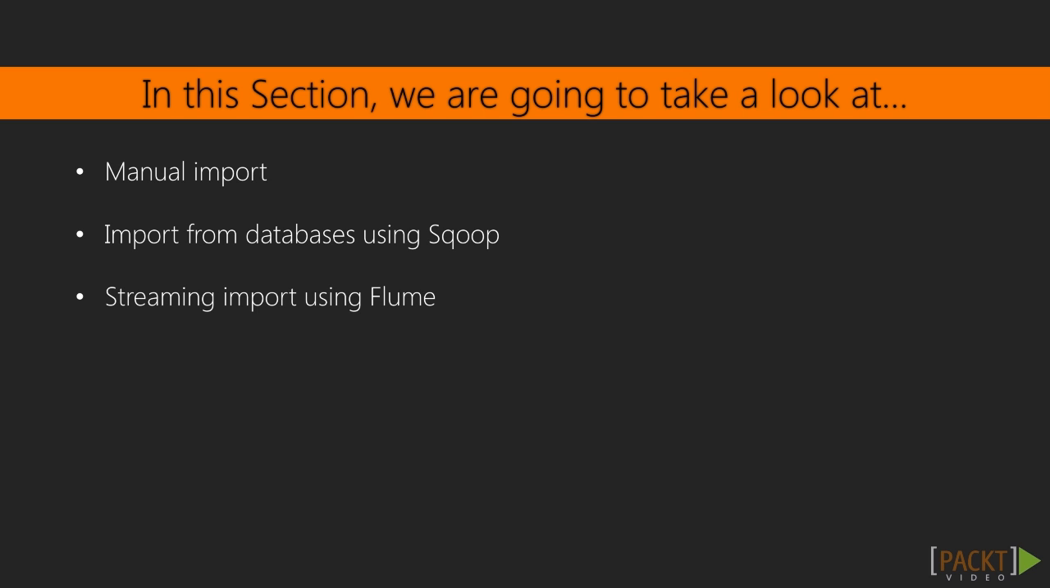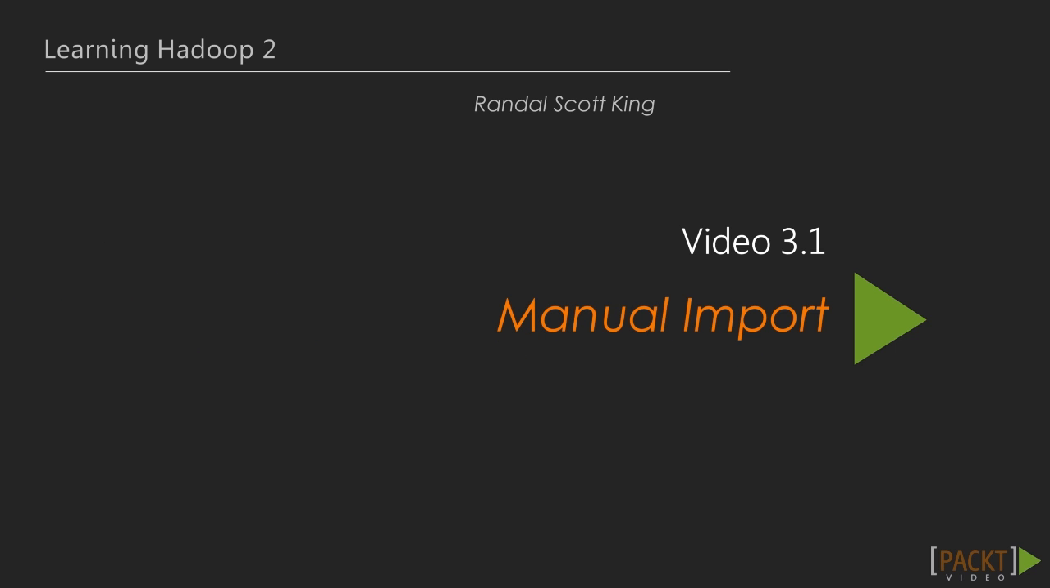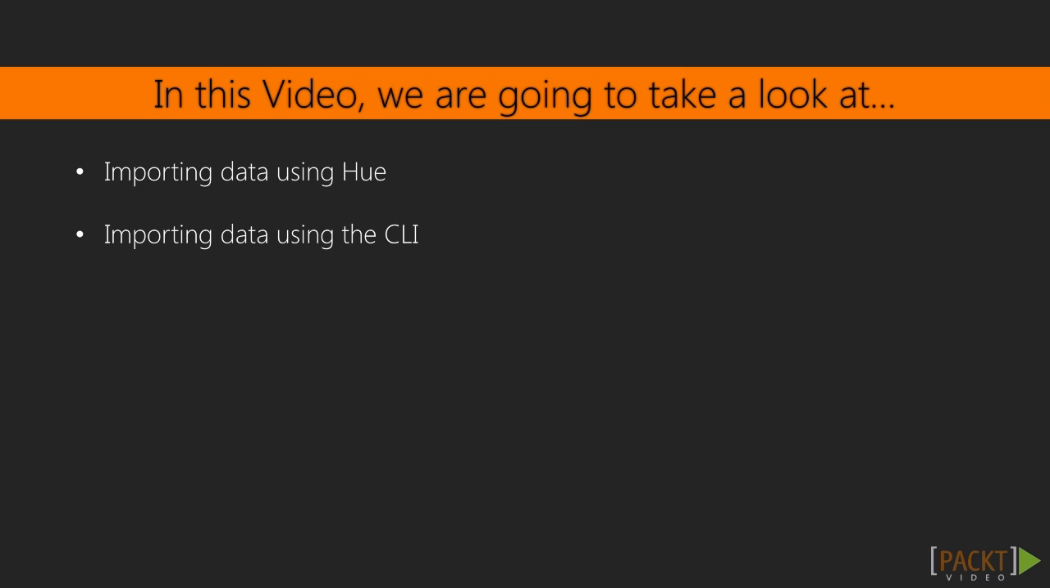We'll walk through doing it manually, using Sqoop to automate import from a database, and we'll also look at Hadoop's tool for importing streaming data, Flume. To start off, let's explore the manual ways to bring data in. We can do that by either using Hue or by using the command line. In this video, we'll go through both of those, starting with Hue.